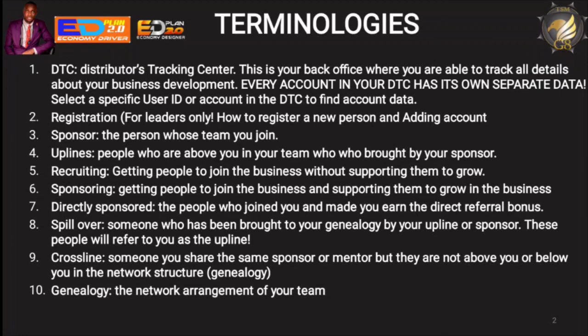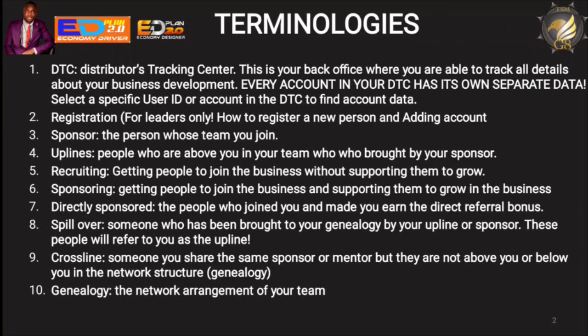Next terminology is a crossline. A crossline is someone you share the same sponsor or mentor with, but they are not above you or below you in the network structure, or rather in the genealogy. So let's say that you joined this month and another person joined this month, but that person was not placed under you or anywhere in your network genealogy. He cannot show up under your network genealogy. It means that person was placed somewhere else in another leg, in another account, but he was brought by the same sponsor who brought you. That person, we call him a crossline.